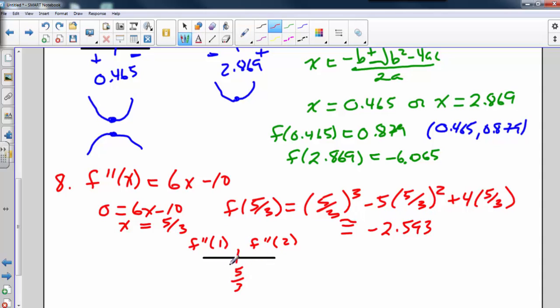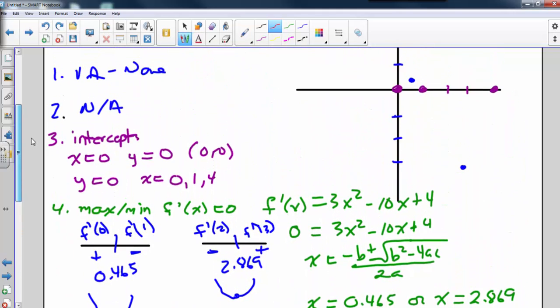Now I need to know again on the left and the right of that point, that's where the inflection occurs. Is my graph going to be concave up or concave down on either side? And so into the double prime, putting a value of 1, I have 6 minus 10, which is a negative concavity on this side, and hopefully when I put a 2 in here I get a positive concavity here. My inflection is then going from concave down to concave up.